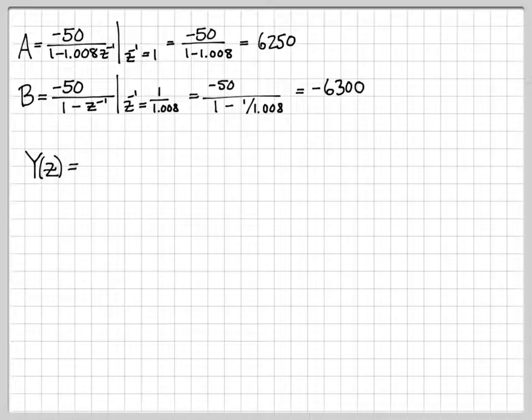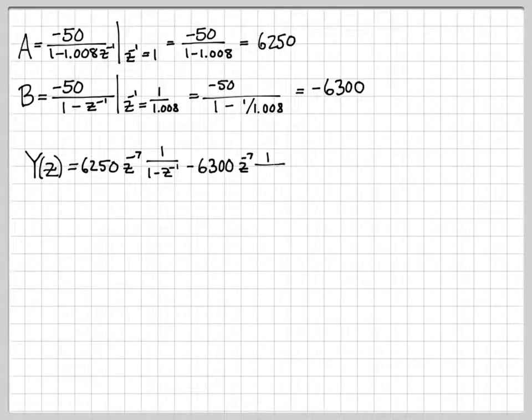So now that we've solved for our unknown coefficients in the partial fraction expansion, I can write y of z as 6250 times z to the negative 7 over 1 minus z inverse, minus 6300 times this quantity, plus the quantity that I had before. So now I've completely decomposed y of z into three pieces, and each of these pieces is now easy to invert back to the time domain.